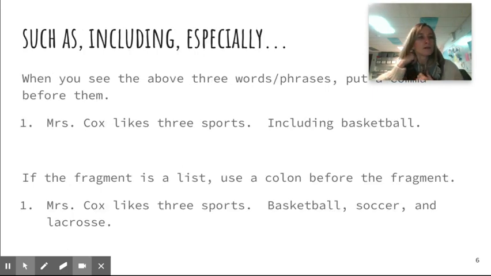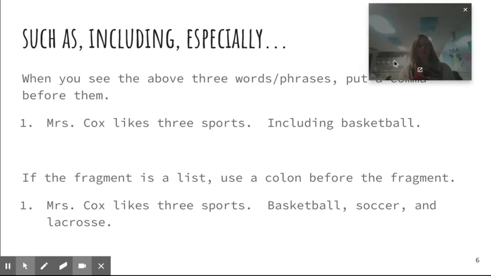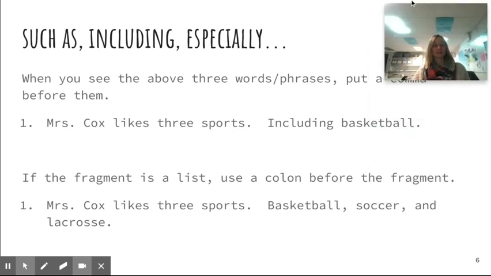Okay. All right. These three words or phrases, such as, including, and especially, you always use a comma before them. When you see these three words or phrases, put a comma right before them. So Mrs. Cox likes three sports, including basketball. So including basketball, obviously, is the fragment, so you'd put a comma after sports. Okay. Now, you could change that to especially if you wanted to. You could say Mrs. Cox likes three sports, comma, especially basketball. So these three words or phrases, because such as is more than one word, you always put commas before.